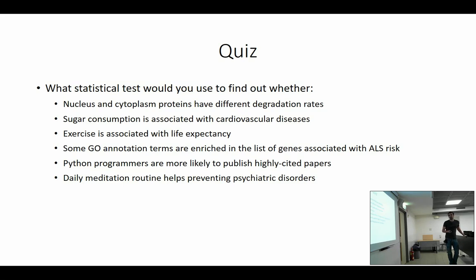What about the next one? We want to see if some GO annotation terms are enriched in the list of genes associated with ALS risk.